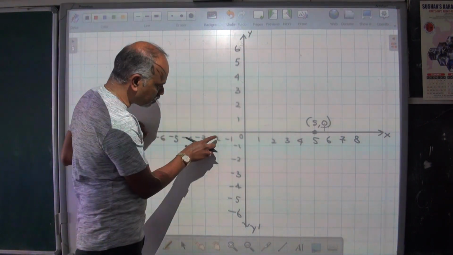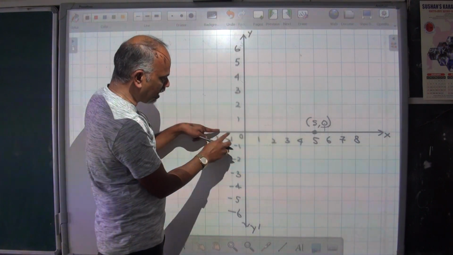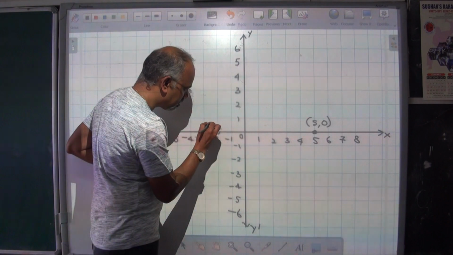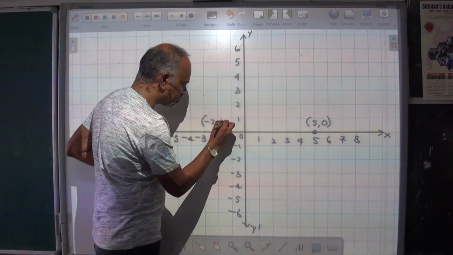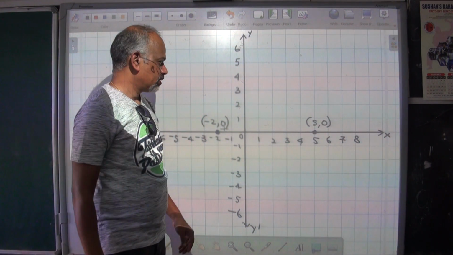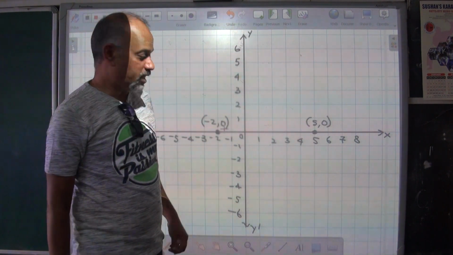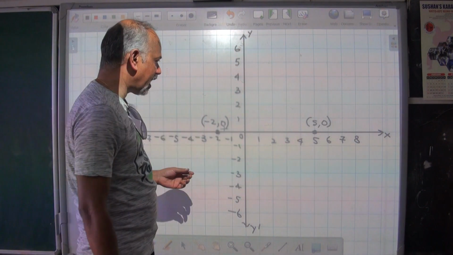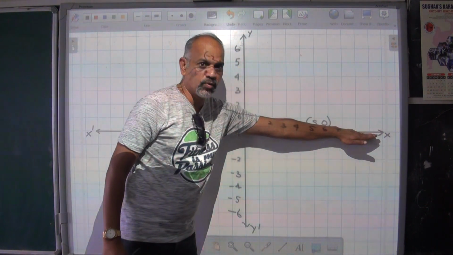And the other point is (-2, 0). X value is minus 2, and y value is 0. Meeting point of that is this one. (-2, 0). I plotted both the points. Now you see, both the points are lying on a certain line. Now which line they lie on is this line itself. And what is this line?